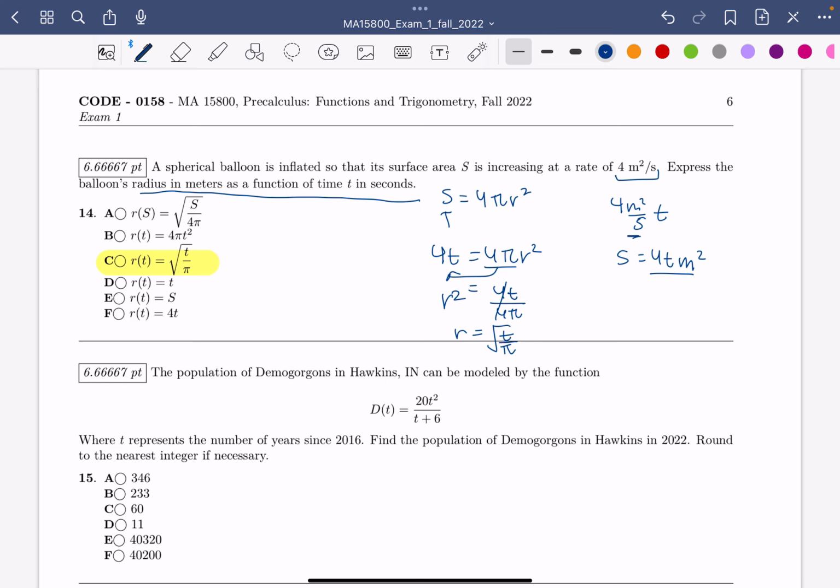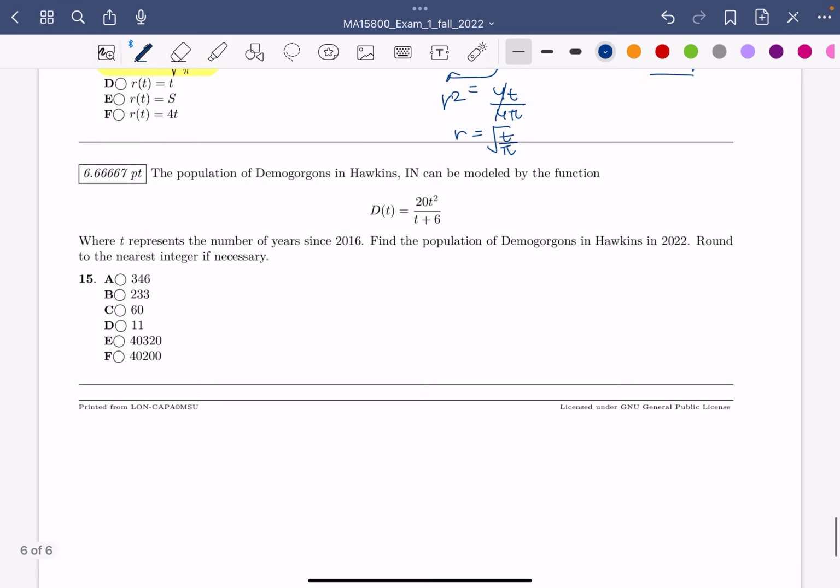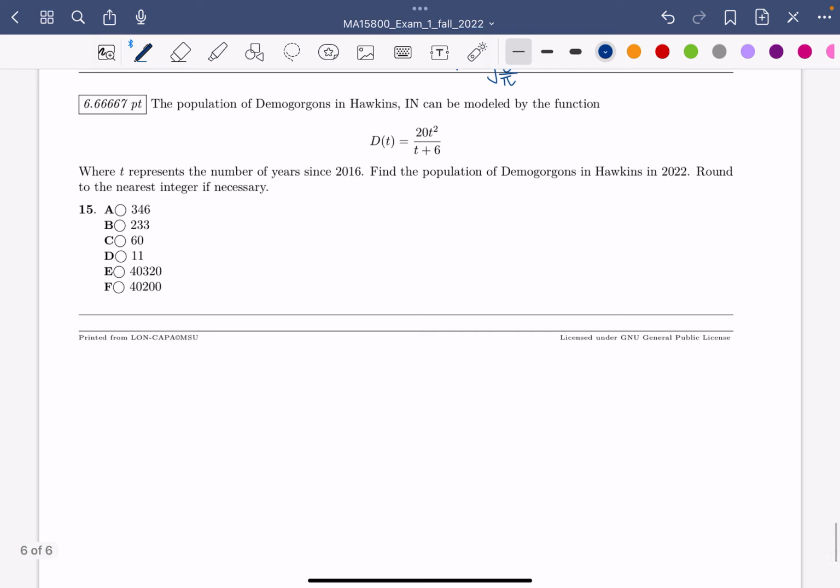Again, watch your units. With these rate questions, we're going to multiply against t to get rid of that extra unit of time, or get rid of the unit of seconds in that rate. Now, the last question.